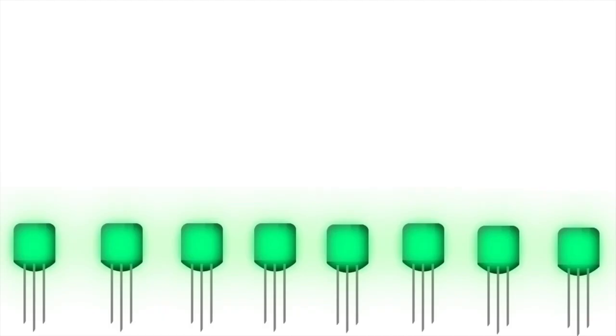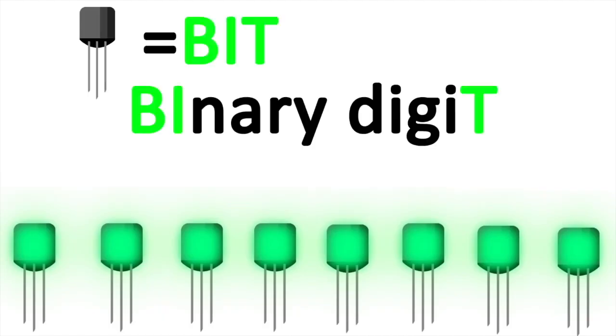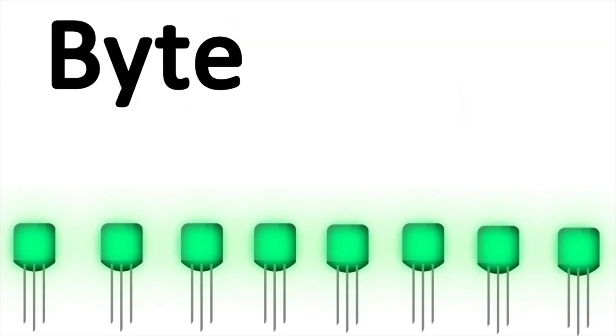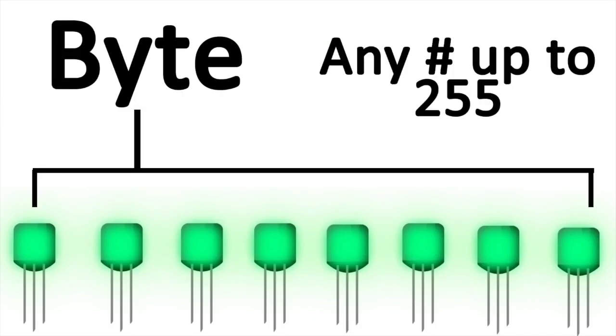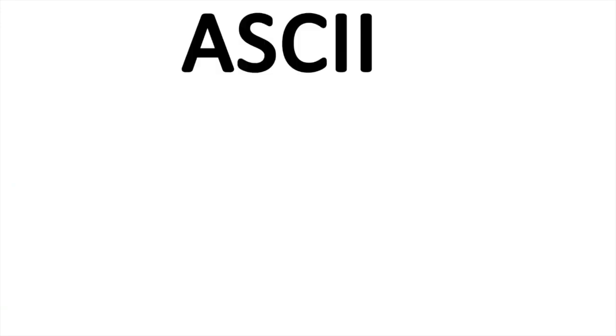Now is a good time to mention that a single transistor is what's known as a bit, which stands for binary digit. A byte is 8 of these bits in a row, which means any number between 0 and 255. So if binary is just a system of counting, what do people mean when they explain how to spell things in binary? Well, what they really mean is how to spell things with ASCII.